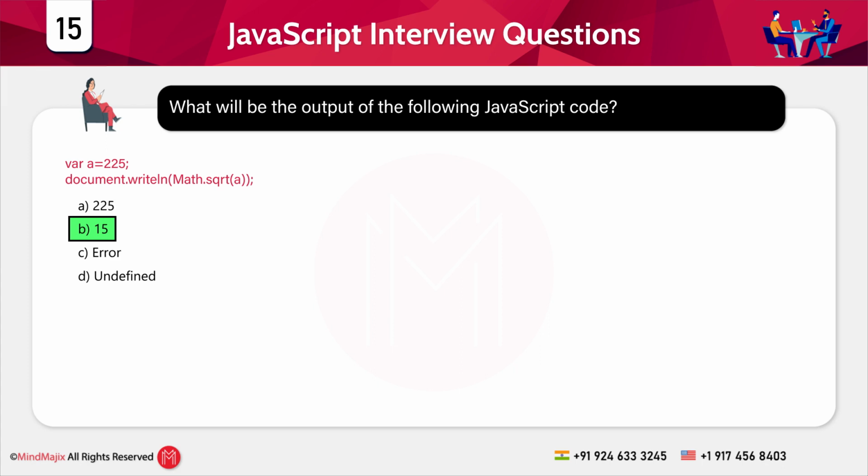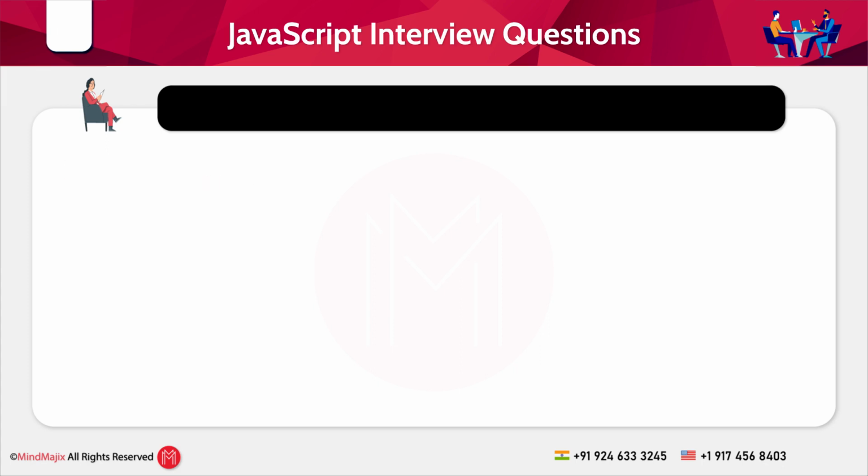So if the provided number is negative, then it returns NaN, otherwise it returns its square root. Next question, what is the output of the following code?